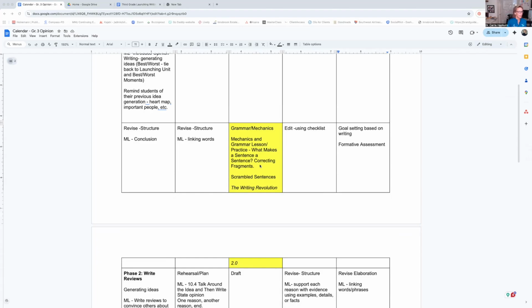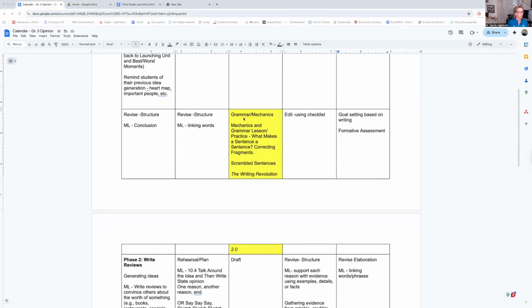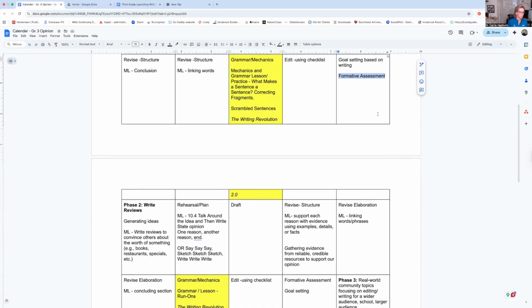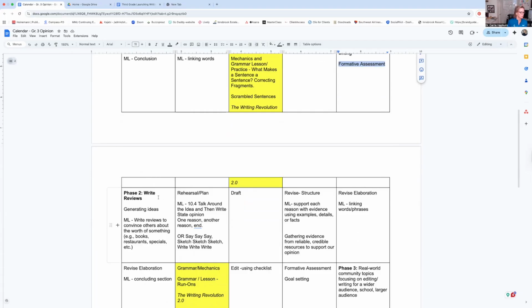We kept this just with what the mini lesson looks like, so you can see how we structured this unit. We have a specific grammar and mechanics lesson, and I cited the source that we'll be using, then a checklist time, and then students will be doing goal setting. Based on that, it's used for formative assessment for the teacher. We move into phase two.